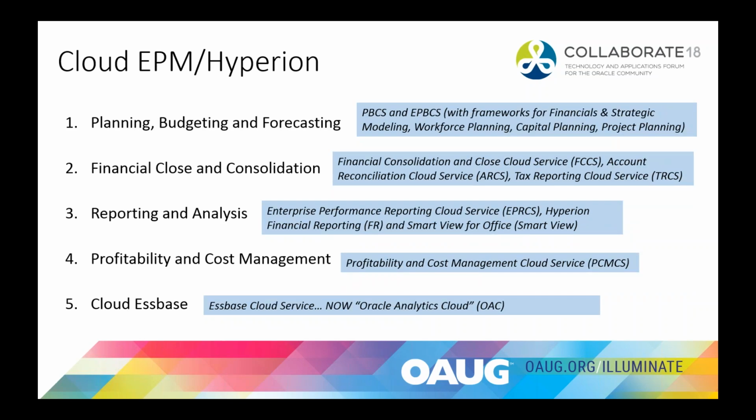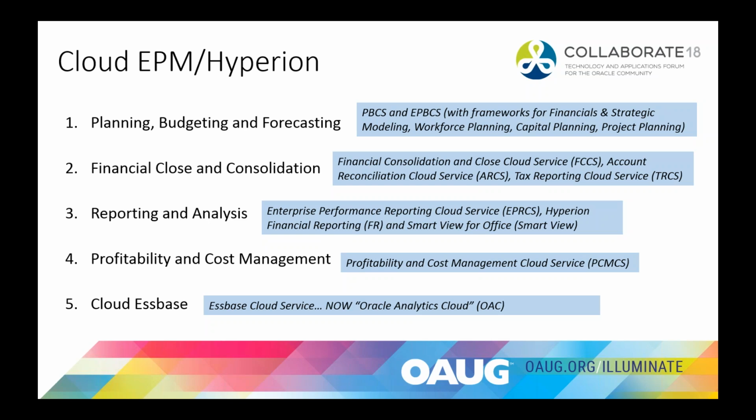And now if we get into the cloud space, very similar smart tracks: planning, budgeting, and forecasting. So this is going to focus on PBCS and ePBCS, covering the frameworks that are in ePBCS. There's a lot of content on these frameworks, which consists of financials, strategic modeling, workforce planning, capital planning, and project planning. And then, of course, getting into the financial close arena, we're talking about FCCS, Financial Consolidation and Close Cloud Service, the Account Reconciliation Cloud Service, and the Tax Reporting Cloud Service.